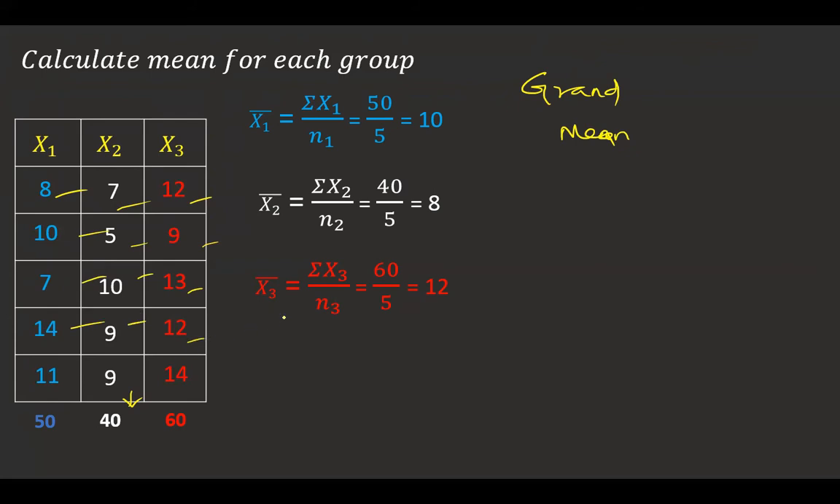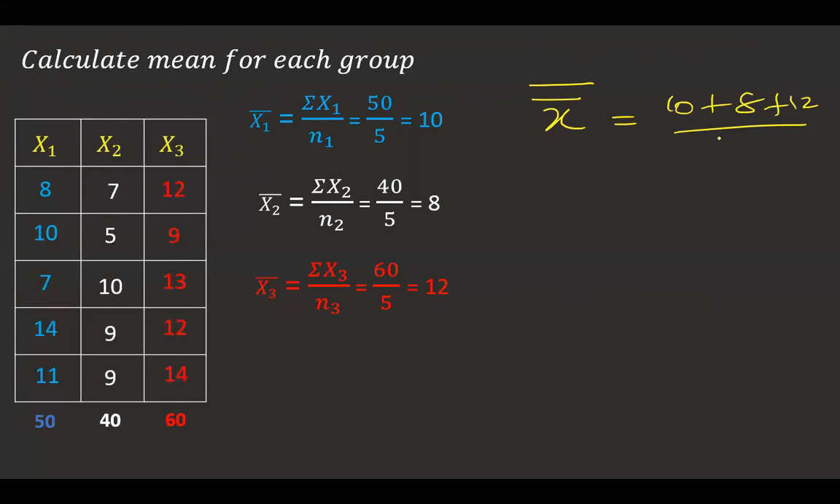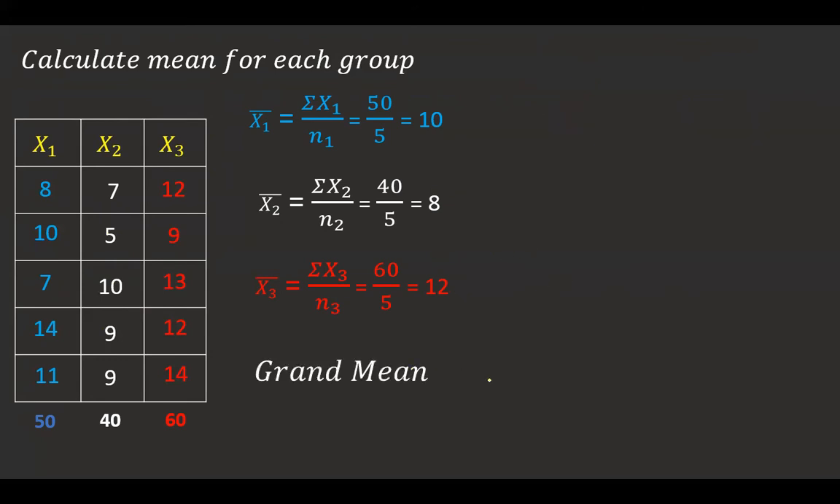Otherwise, what you can do is, the grand mean is denoted by x bar the whole bar. What is the x bar of the first one? 10. What is the x bar of the second one? 8. What's the x bar of the third one? 12, divided by 3. This is the shortcut to remember. So either you can add all the values and divide by 15, or take each mean, everything I've calculated already separately, add all these 3 and divide by 3, that will give you the grand mean. So I have calculated the grand mean.